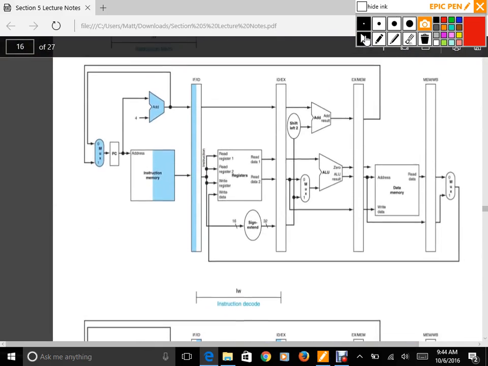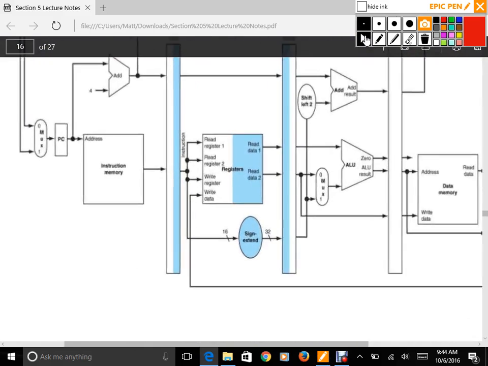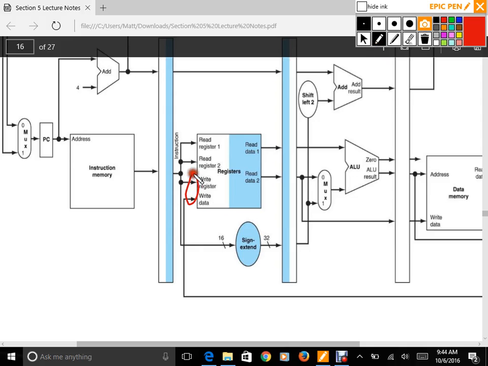So the question I asked was, there's a control signal that goes here to make the decision on which write register I'm writing to. This is a simple, yes. You're asking the question, go right there? Yes. Okay.